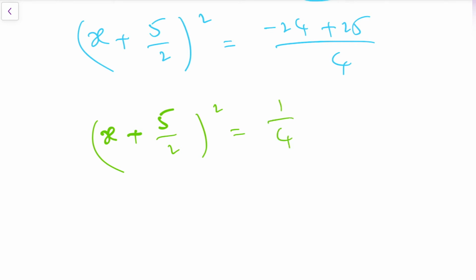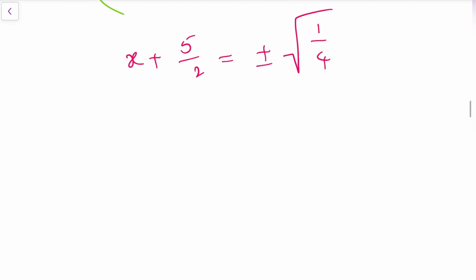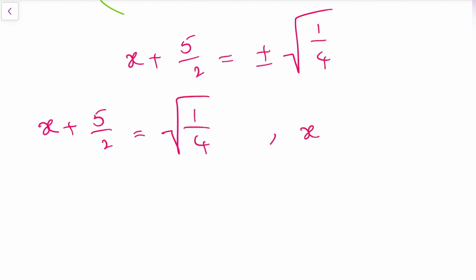Now left side we have a square, right? So if I remove that square, what will it become? x + 5/2 equals plus or minus under root 1/4. Left side I'll keep as it is, x + 5/2 equals, right side we have plus or minus. Once I'll take plus, once I'll take minus. If I'm taking plus, it will become under root 1/4. If I take minus, x + 5/2 equals minus under root 1/4.